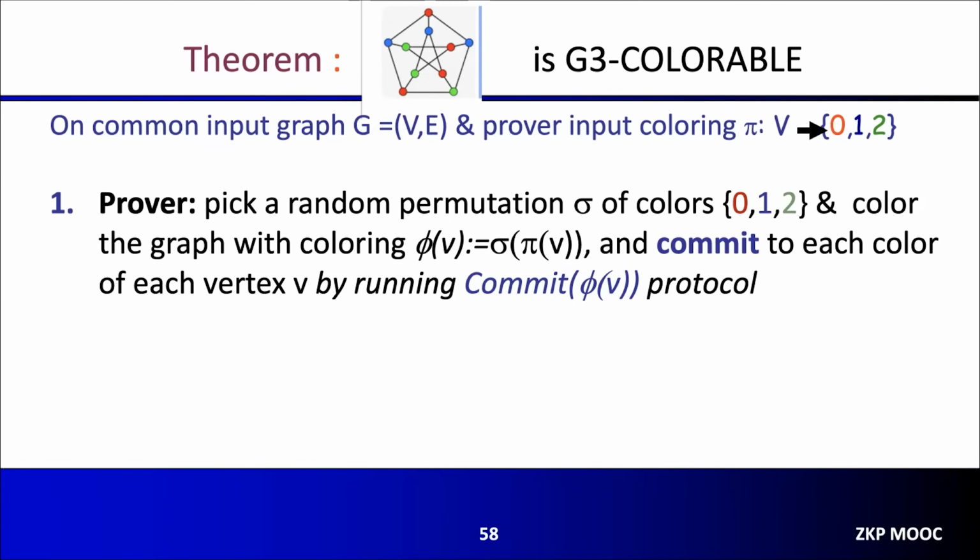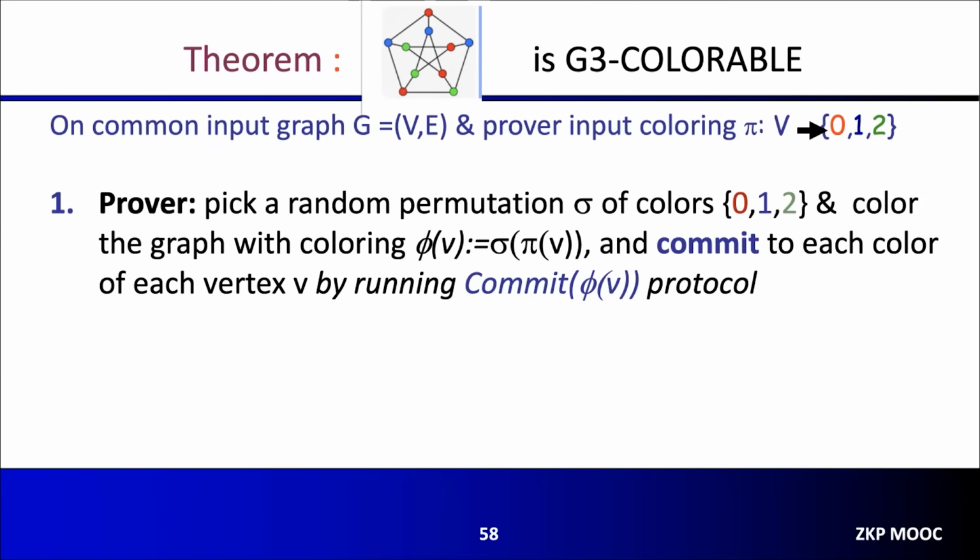So you pick a random permutation of those colors, and now you go to all the vertices of the graph and you recolor them, take the old coloring and recolor it according to the random permutation that you chose. Now the graph is 3-colored. If the prover is claiming a correct proof, there is a 3-coloring, and you just colored it again with a sort of a permutation of this 3-coloring.